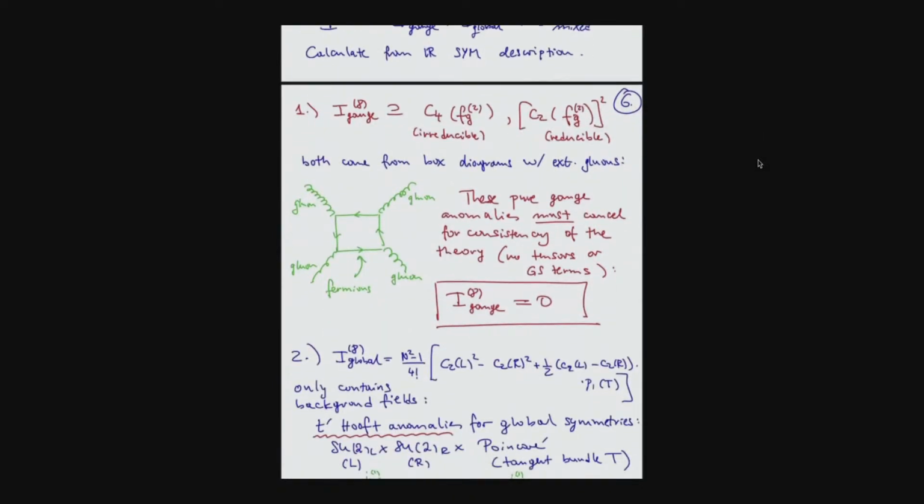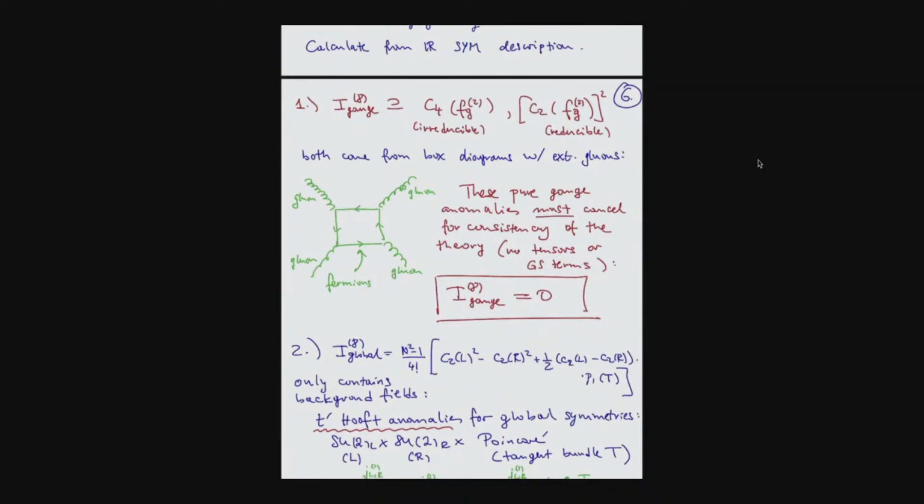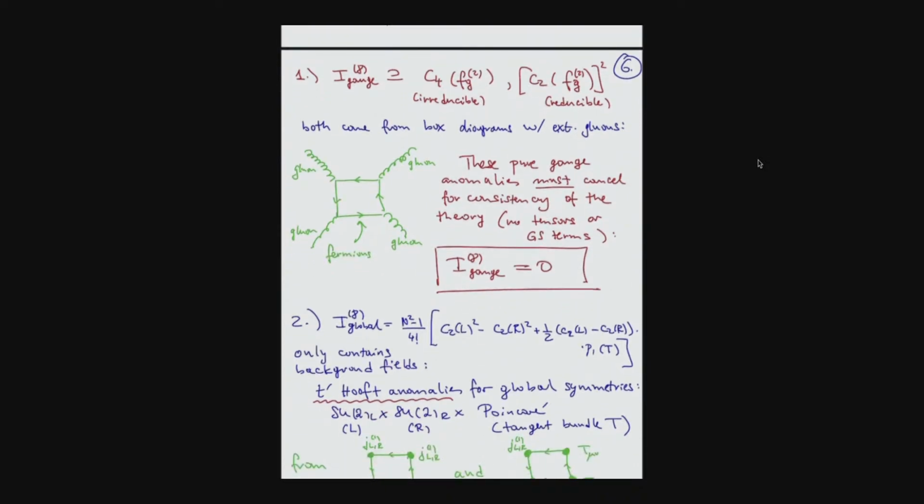Okay, so the contribution of I_gauge is by far the most famous and the most familiar. It can be calculated by evaluating a box diagram in 6 dimensions with 4 external gluons. So here I have 4 dynamical gluons on the external legs, which are the particles created by my dynamical gauge field, little f, the SU(N) gauge field. And this kind of anomaly in 6 dimensions can have 2 different contributions, a reducible one and an irreducible one, corresponding to either C4 or C2 squared. And both of these can be calculated by evaluating this box diagram.